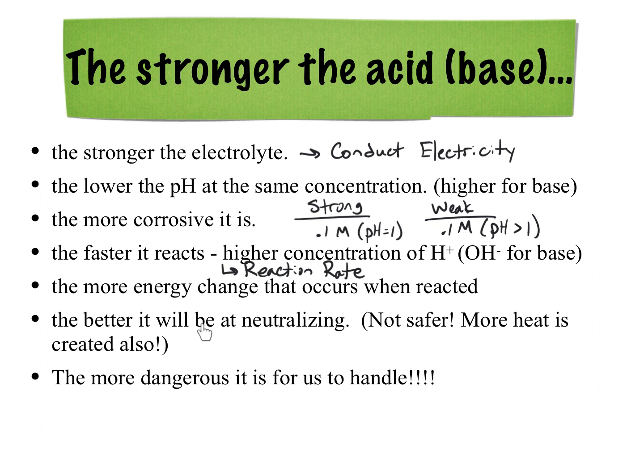Strong acids are also better at neutralizing. That doesn't mean they're safer, that just means that there's more heat created when their neutralization occurs. We're going to learn about what neutralization is in an upcoming lesson, but what you need to know is that the stronger the acid, the better it will be at neutralizing. Finally, the stronger they are, the more dangerous they are. Basically, think of stronger acids as more aggressive acids, and so they're more dangerous to handle.